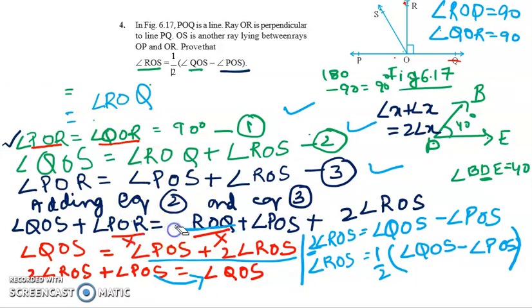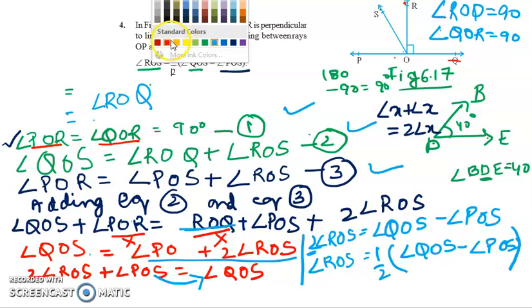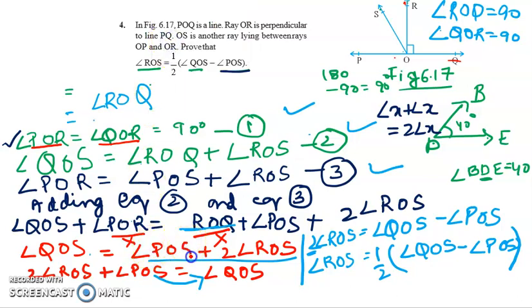So now what are we left with? We are left with angle QOS is equal to angle POS plus twice of angle ROS. Once we get this equation, then I am rewriting this equation: twice of angle ROS plus angle POS is equal to angle QOS. So this way we will get this equation, and then this 2 in multiplication, that side it will be in division. So this way you have to complete, students.